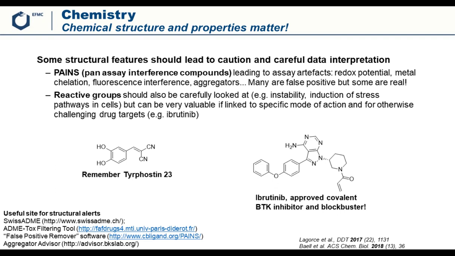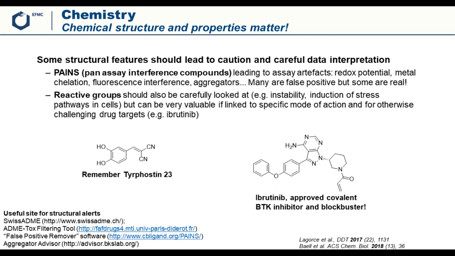To talk about two kinds of structures, the first one is called PAINS, or pan-assay interference compounds. These are compounds that contain certain motifs which have been associated in the past with assay artifacts. This can be due to potential for redox activities, metal chelation properties, fluorescence interference, aggregation, etc. And you have some very useful websites, shown at the bottom left of this slide, which you can use to find out whether your compound has one of these PAINS motifs.